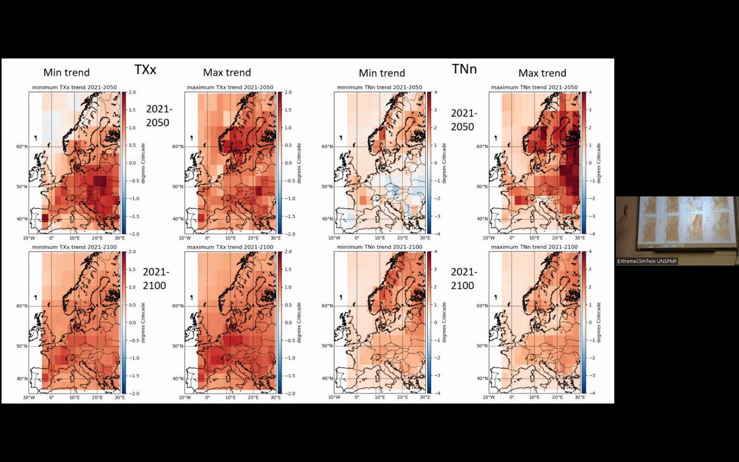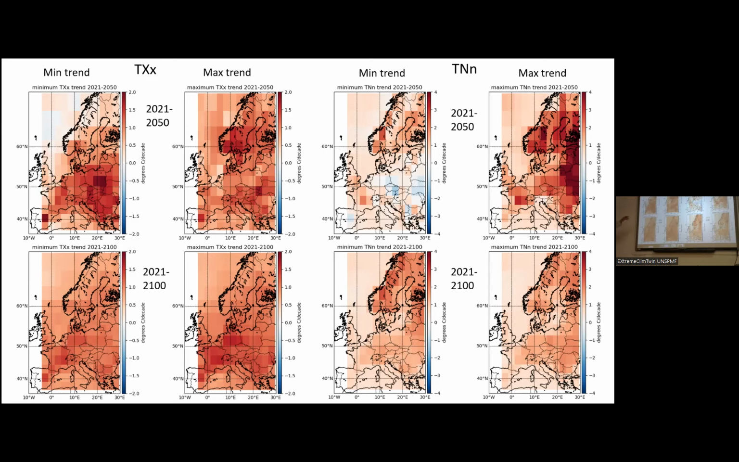So I calculate the trend for each grid point for the next 30 years, and I pick the ensemble member which has the smallest trend over Europe as a whole, like the European mean. So this one has the smallest trend. This one has the biggest trend. And then this is the same for the 80-year period, and this is the same for TNN. And it was just to show how different ensemble members can be.